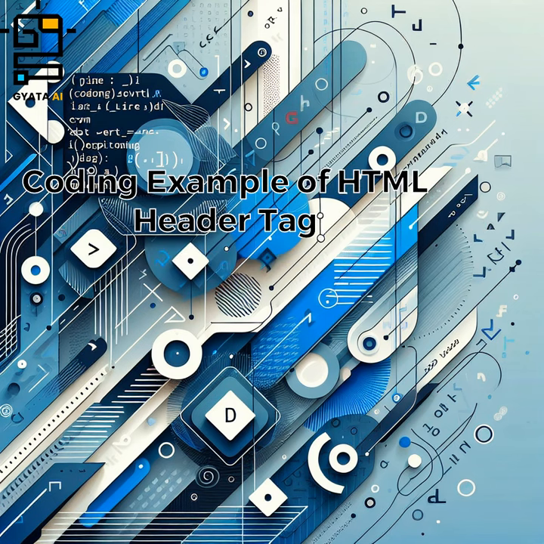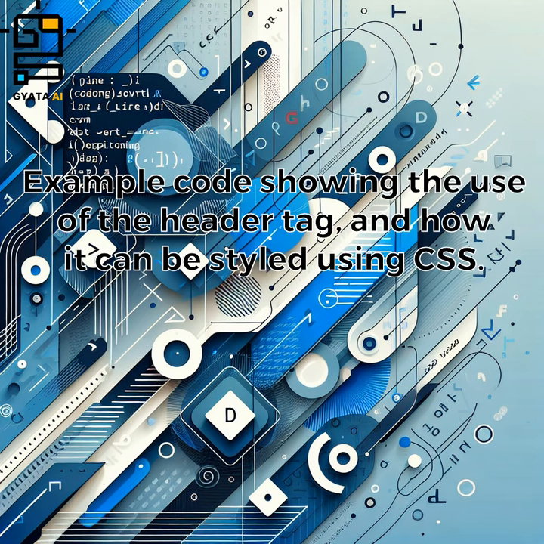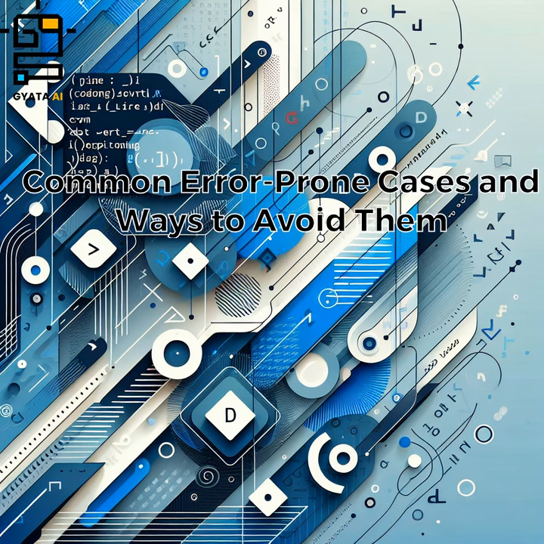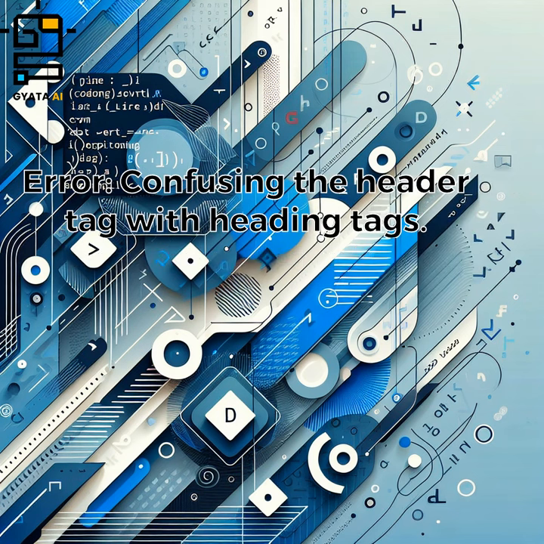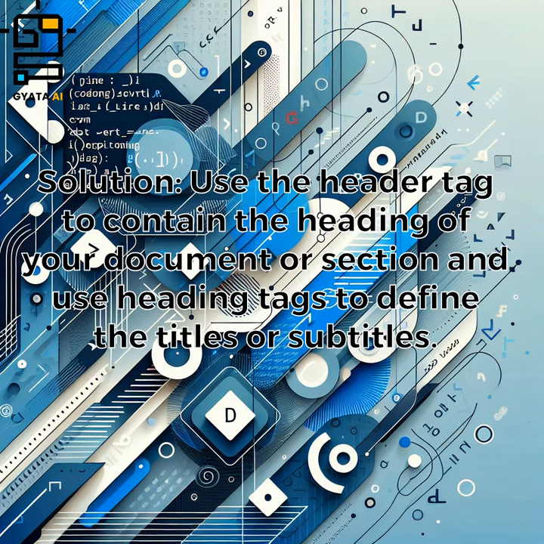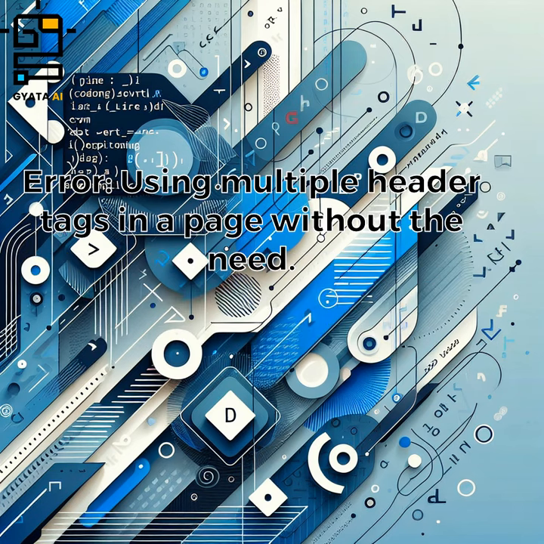Coding example of HTML header tag, example code showing the use of the header tag, and how it can be styled using CSS. Common error-prone cases and ways to avoid them. Error: confusing the header tag with heading tags. Solution: use the header tag to contain the heading of your document or section and use heading tags to define the titles or subtitles. Error: using multiple header tags in a page without the need.